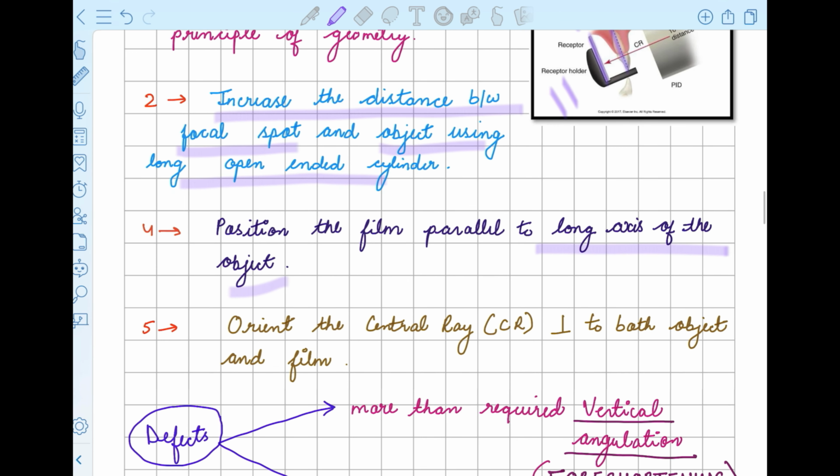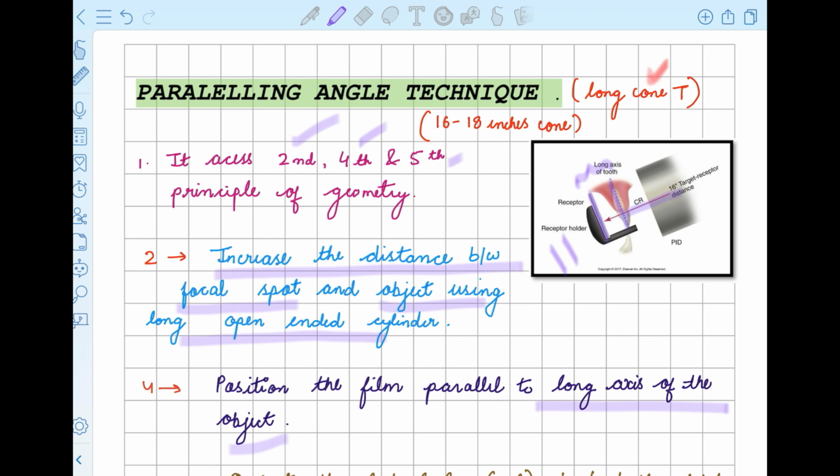Now the fifth principle is to orient the central rays perpendicular to both the object and the film. See, these are the central rays and they are perpendicular to both. This is the object and this is the film, meaning the rays make a 90-degree angle with both the object and the film. So this is what the fifth principle says.